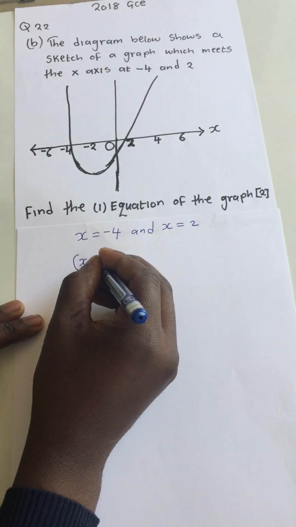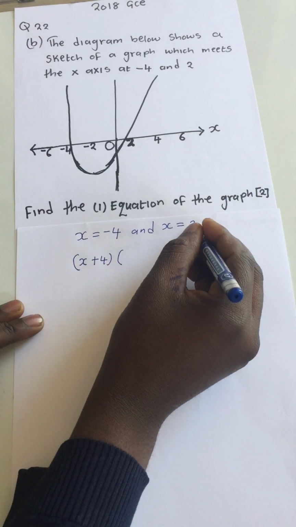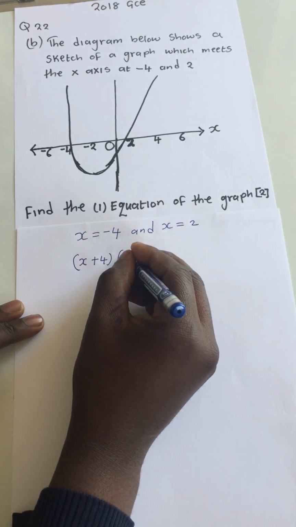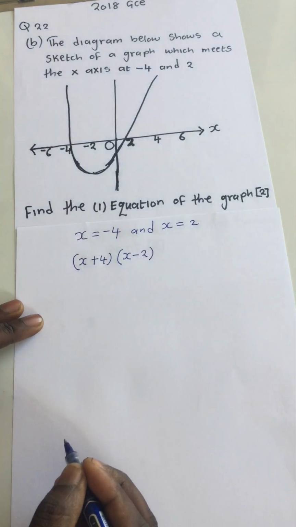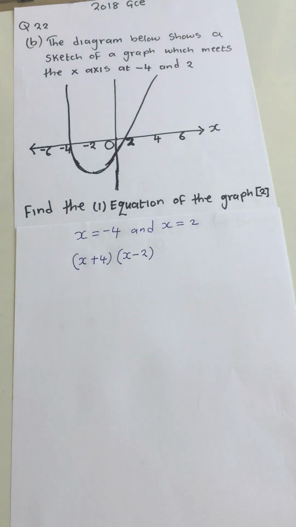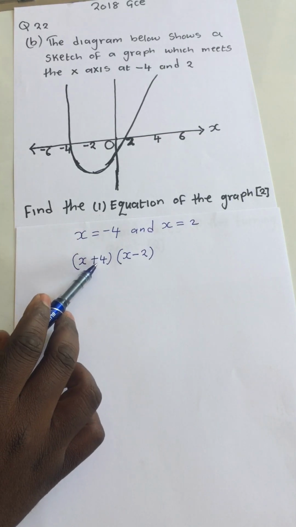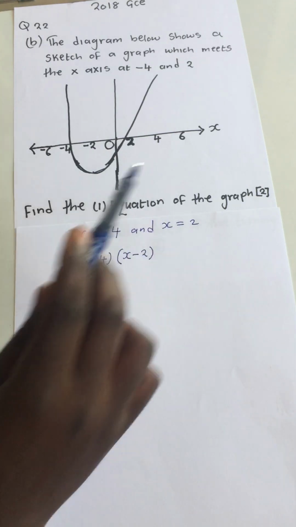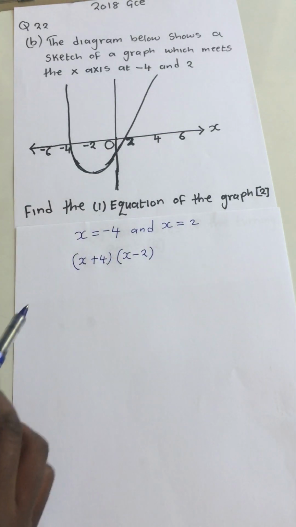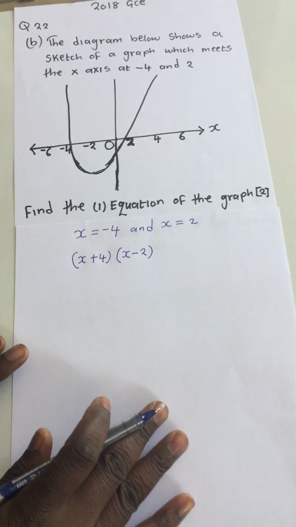The opposite of -4 will be +4. You open another one. Since this one was a positive, it becomes x -2, like this. Have you seen? Now, since you have been told to find the equation of this graph, it was -4, it becomes +4, so you say x plus 4. This one was +2, it becomes x -2. So you do what we call expand and simplify.